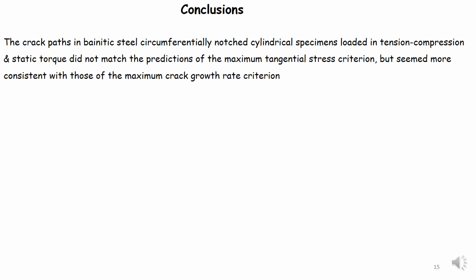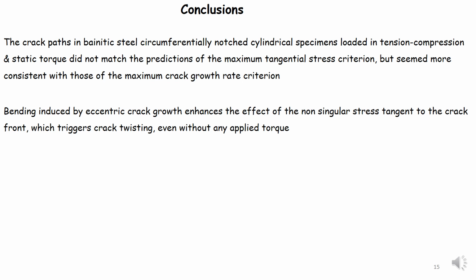So it's time to conclude. We've seen that the crack paths in magnetic steel circumferentially notched cylindrical specimens loaded in tension compression and static torque did not match the predictions of the maximum tangential stress criterion, but seem more consistent with those of the maximum growth rate criterion. Bending induced by eccentric crack growth enhances the effect of a non-singular stress tangent to the crack front, which triggers crack twisting even without any applied torque.